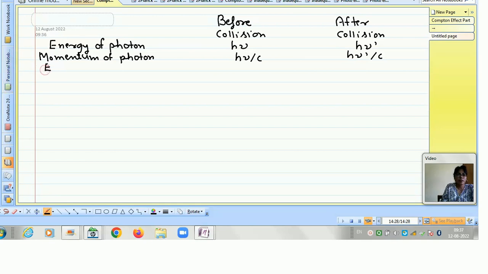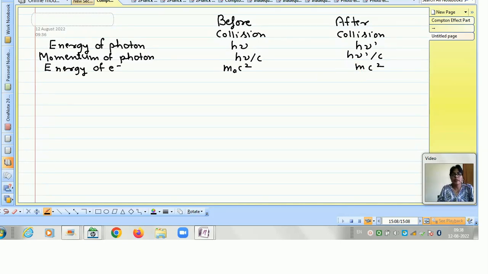Then come to the energy of electron. Free electron. Energy of electron. So we have assumed that the free electron is at rest. Therefore, it has zero velocity initially, and the total energy contained in the electron is the rest mass energy. Rest mass energy means it is m naught c square, where m naught is the rest mass of the electron. And here the energy will be mc square, because now the electron is in motion.